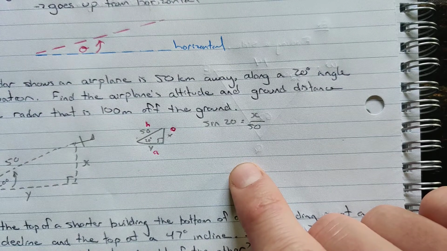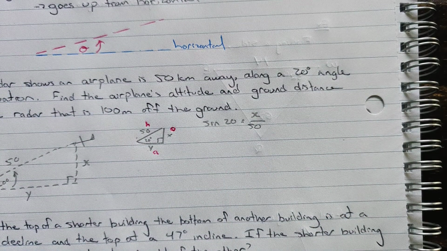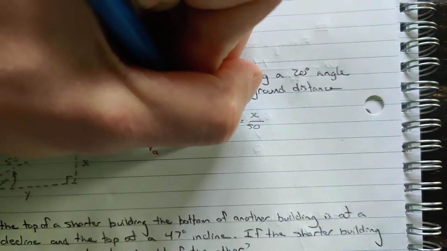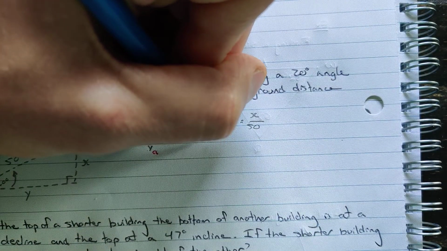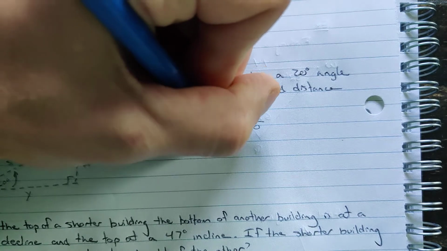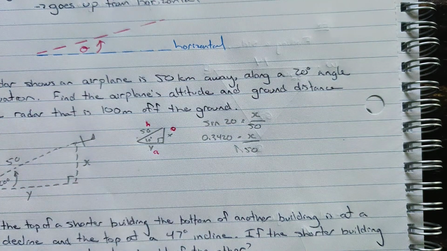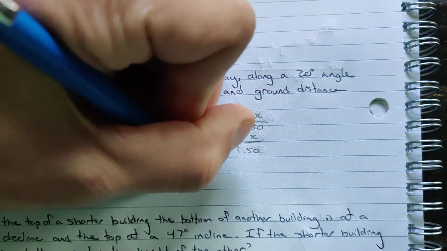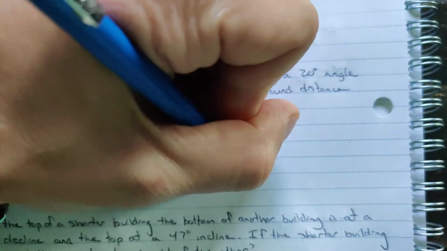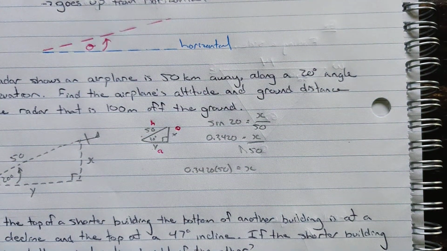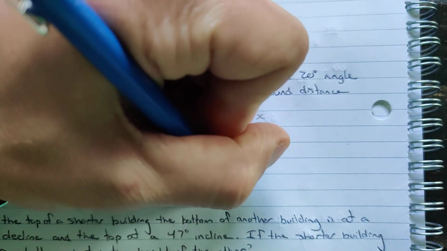And I'll calculate sine 20. You can either use my calculator and type in sine 20 or 20 sine, depending on your calculator, or pull out my table. In either case, I'm going to get 0.3420. So 0.3420 equals x over 50. Then I'm just going to multiply that 50 up there. 0.3420 times 50 equals x. And when I calculate that, it's going to get me 17.1 equals x.